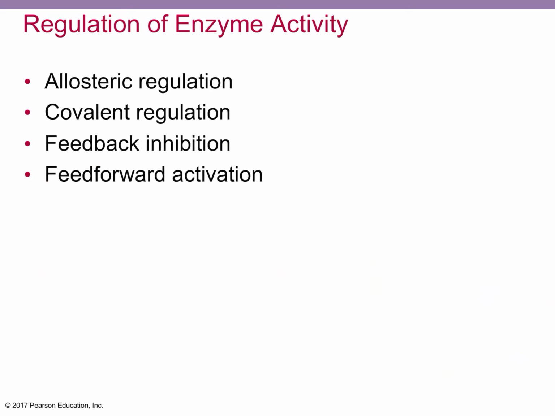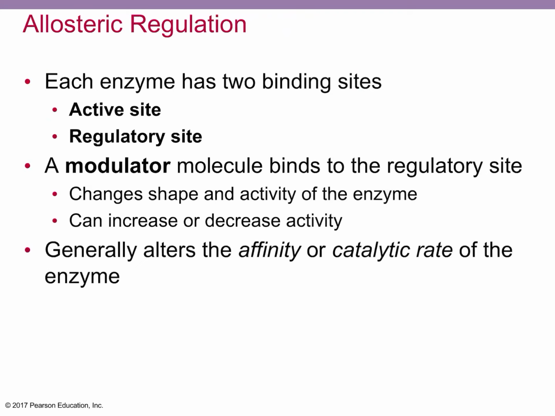How can we regulate enzymes? We have 4 different topics to talk about. Allosteric regulation is the fact that you can regulate an enzyme by binding something to a regulatory site. This regulatory site is sometimes called an allosteric site. And a modulator, also sometimes called a regulator, is a molecule that binds to this regulatory site.